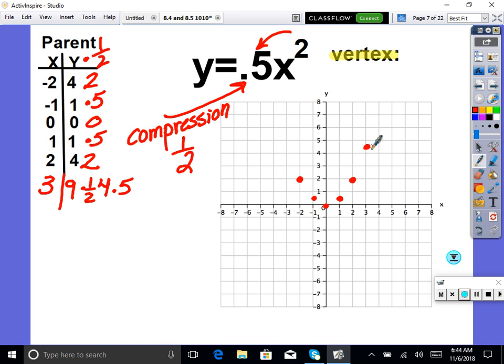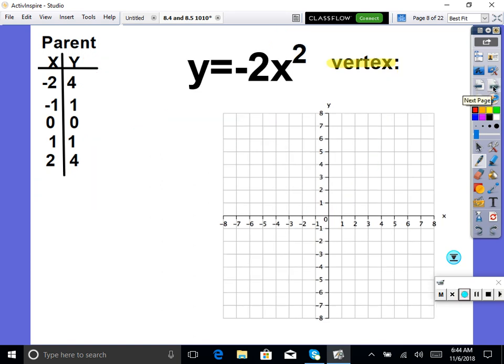That's good enough. So then what can I know? This one at -3 will be up that same amount, won't it? So look, it's compressed. It's squished, essentially. But it all works out if you just perform it to your parent function points. Okay, so what would my vertex still be at? 0, 0, because there was no shift left and right, no shift up and down.